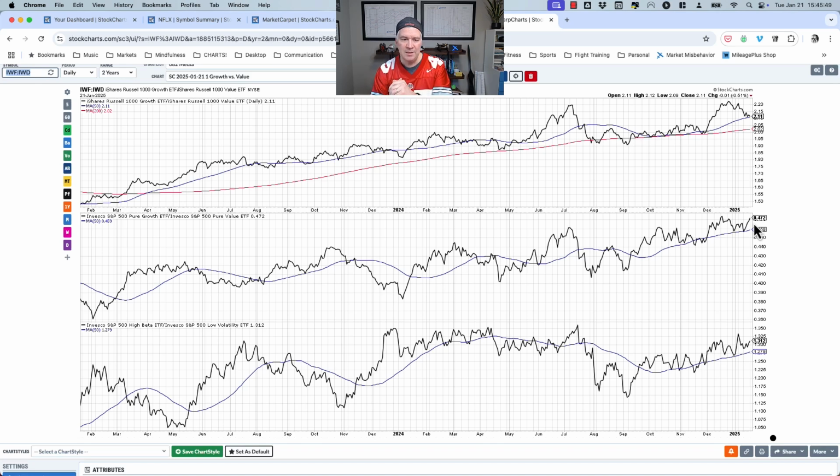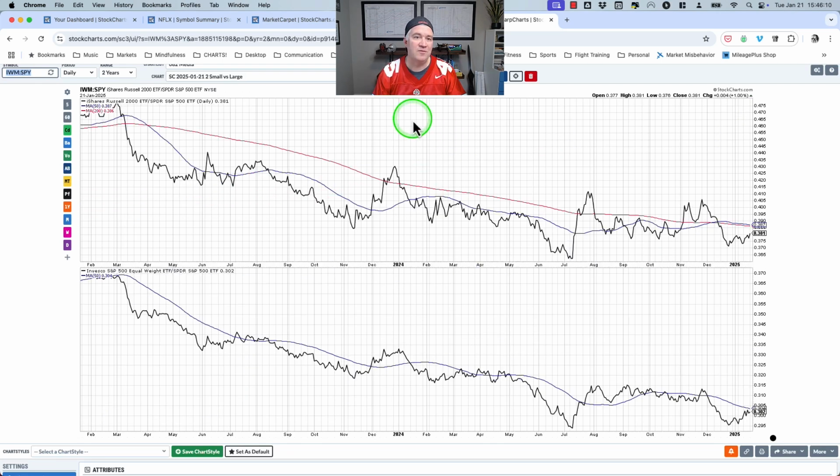And then finally, at the bottom, we have high beta versus low volatility, which has been trending higher since a major low in early September. So that's really saying risk on right now, in the fact that the higher beta names are outperforming lower volatility names. So the first set of ratios, I think, are focusing on growth versus value. I would encourage you to start there.